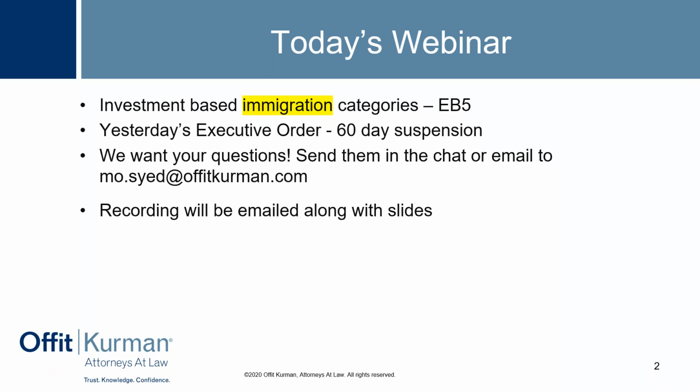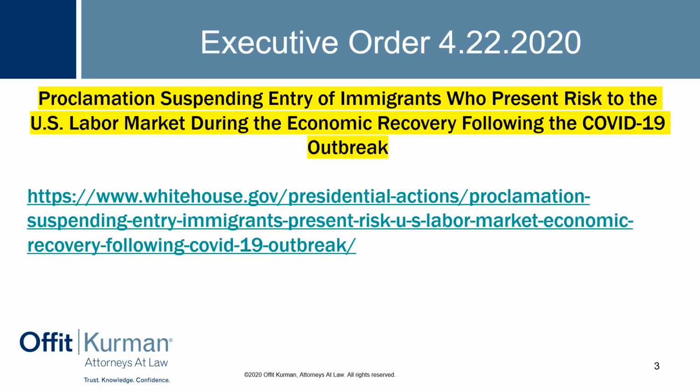The next point that we are going to cover is essentially the executive order. It's known as the proclamation suspending entry of immigrants who present risk to the U.S. labor market during the economic recovery following the COVID-19 outbreak. That's a pretty long title for the executive order, and if you want to read the full text of it, you can see it at this link that I provided. And let's cover some highlights.